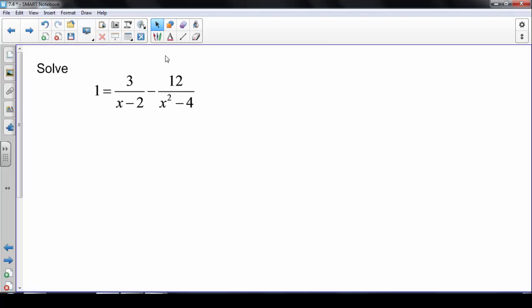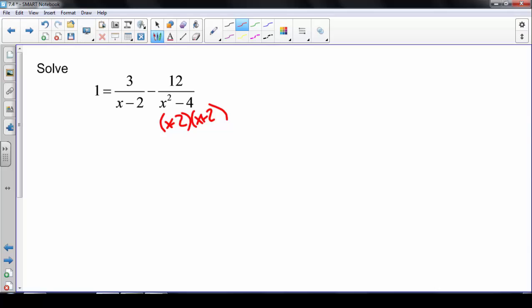Notice this one, we have to first factor this to figure out A, what our variable cannot equal, and B, what our common denominator is. But remember, this is a difference of squares, so we know it's x minus 2, x plus 2. So we know that we can use that now as our common denominator.